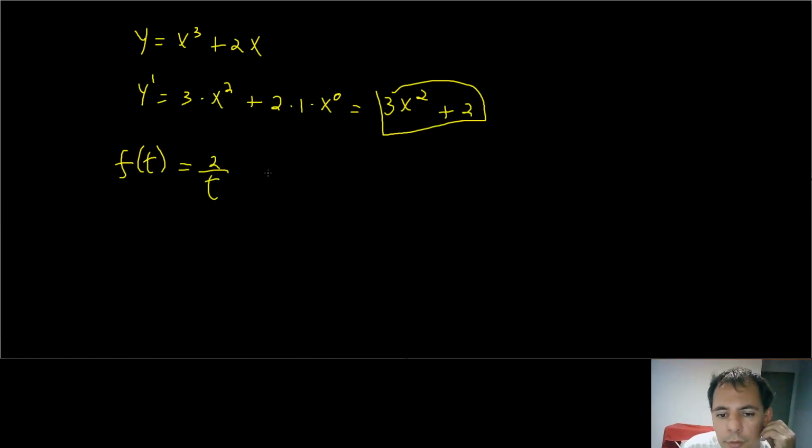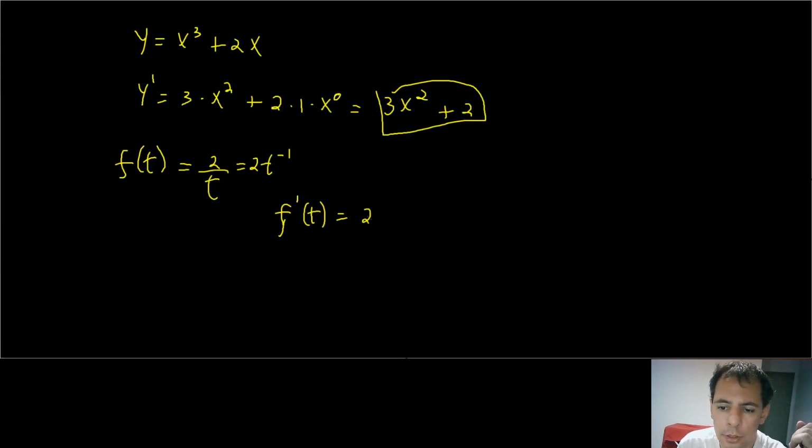Find the derivative. So the derivative, I'm just going to put f of t, and I'm going to put a prime here. Since this is a constant, you can just repeat it. Now what is this thing here? This is equal to 2 times t to the minus 1.